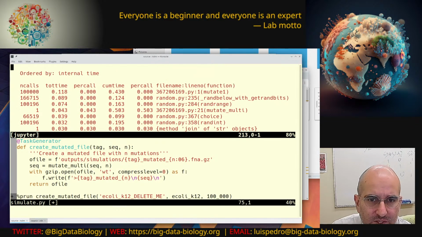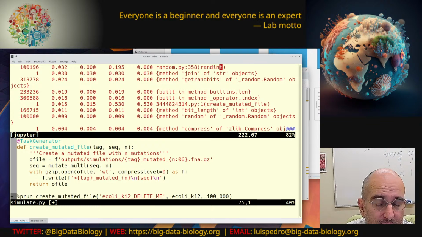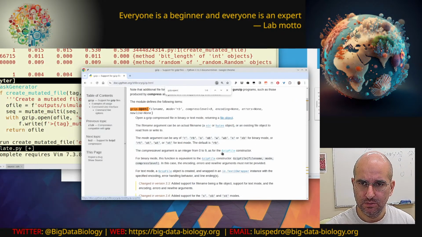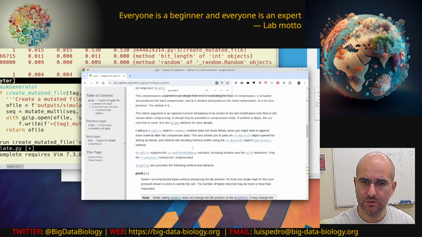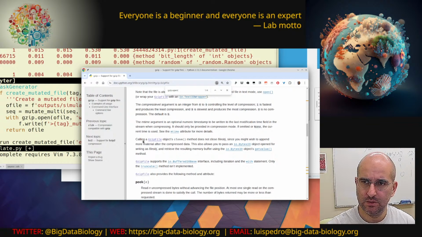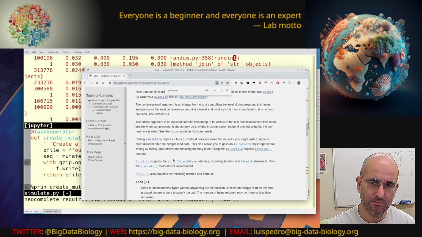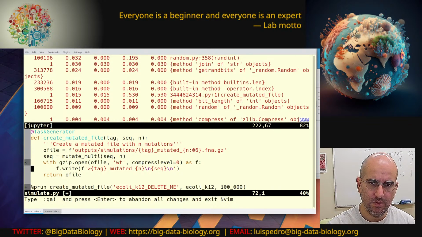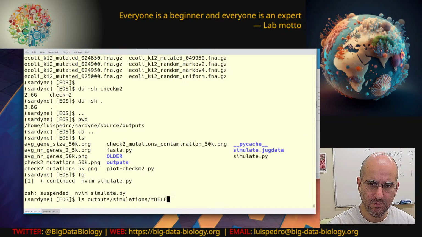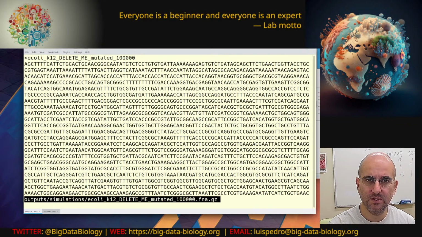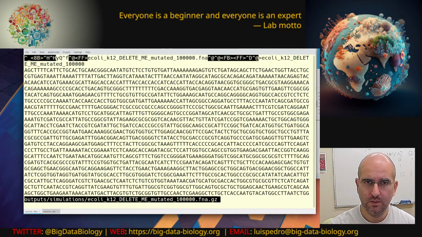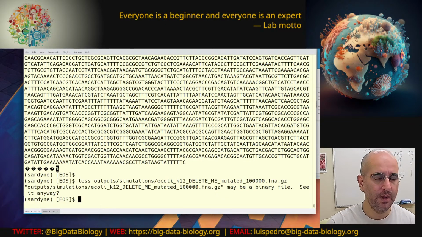If I instead save it with compress level equals 0, which is basically no compression, it's still a zip file, but you can see that if you look at it uncompressed, there's a bit of a header, and then the data is just there. So this is very fast.